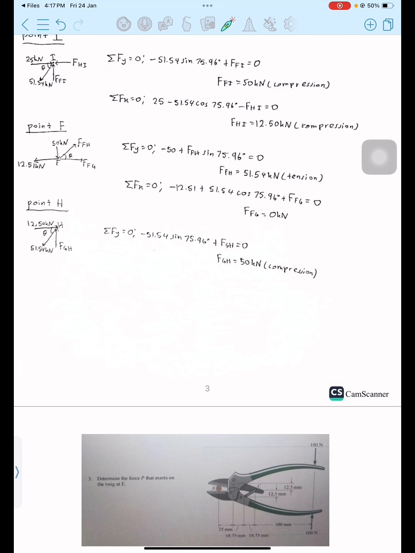There's no need to search for the summation of Fx, because we have all the members already.